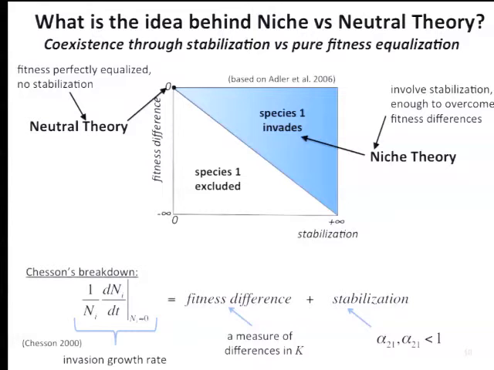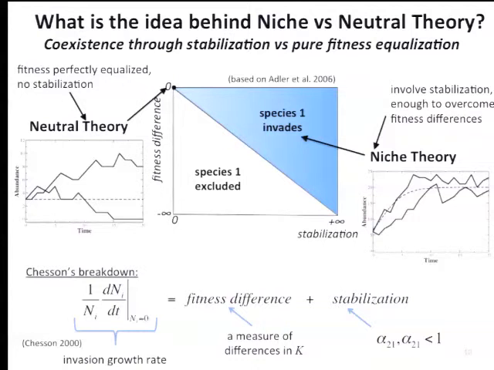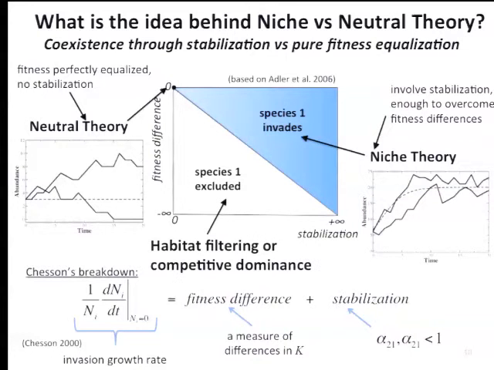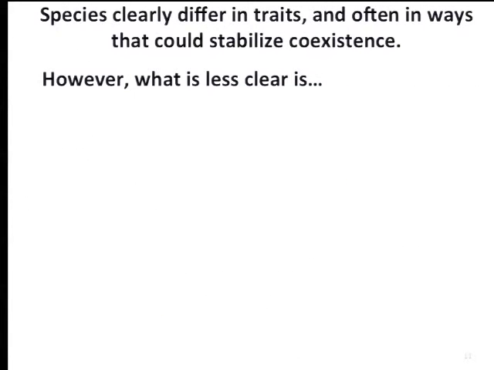And it's worth noting that the neutral models I showed you are really just one model of how this might work. There could be a lot more complexity there, including life history trade-offs between species where there's still equal fitness but not necessarily stabilization. So in the niche case, we get this invasion from low abundance. There might be stochasticity around it, whereas in the neutral case, a species starting at low abundance on average would not necessarily increase, but stochastically might increase or be lost from the system. And this last triangle here we can think of as habitat filtering or competitive dominance, where species are being excluded.